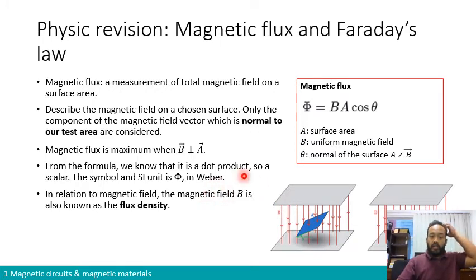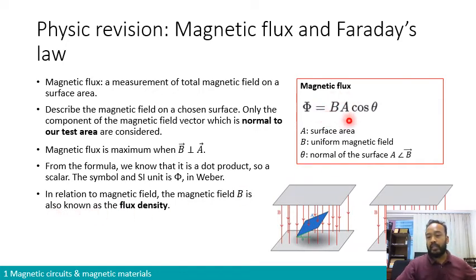So from the formula, we know that it is a dot product, so because it's cos theta, it's not sin theta. A dot product means flux, magnetic flux, is a scalar. It's not a vector, it's a certain amount. It represents how much magnetic field I experience on that surface. The symbol and unit in SI: the symbol for flux is phi, the Greek letter phi, and the unit is the Weber, right? So in relation to that, magnetic field B is also known as the flux density.